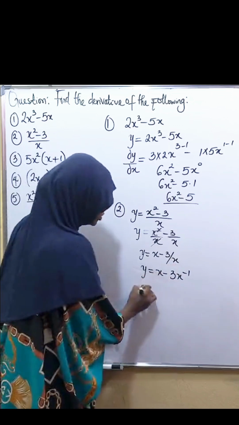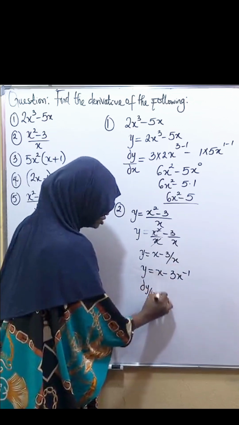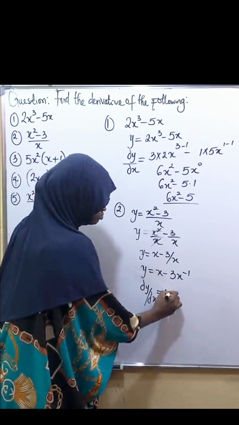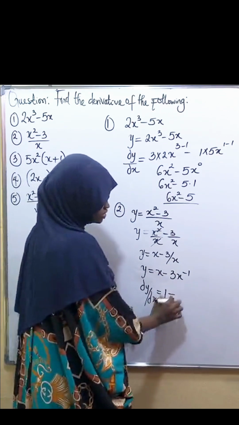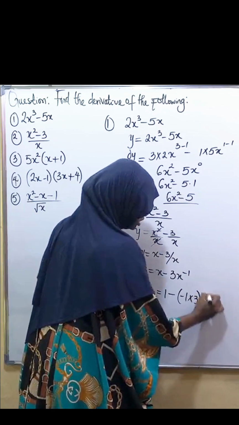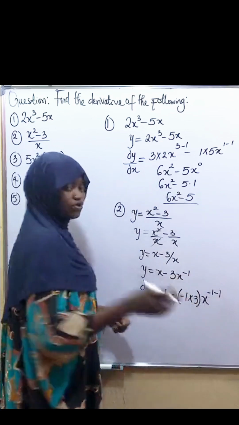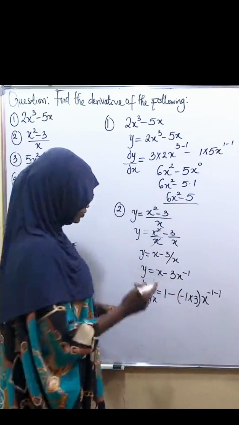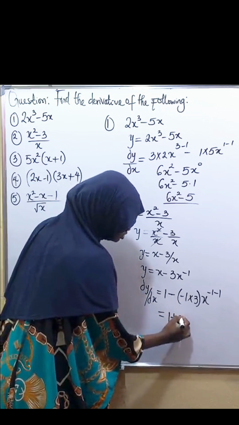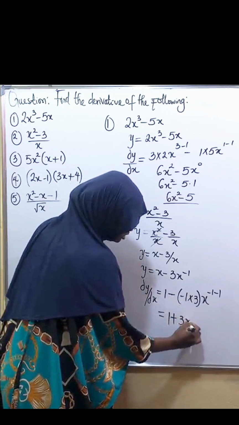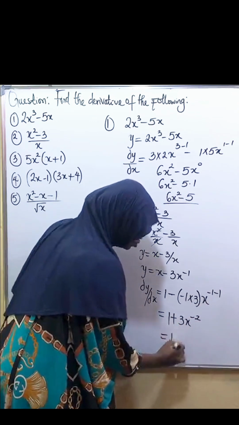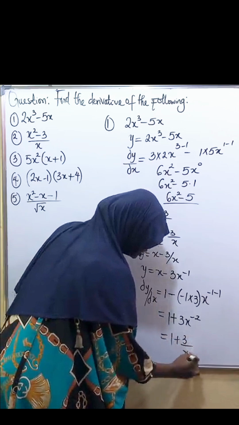From here now we can take the dy/dx. So the dy/dx is equal to, when we differentiate x, we have 1 minus, this is the minus here, then the power here, which is minus 1 times 3, then we have x to the power of minus 1 minus 1. Remember, you always subtract 1 from the power. So this is equal to 1, minus times minus here is plus, then we have 3, x to the power of minus 1 minus 1 is minus 2. So this is the same thing as saying 1 plus 3 over x squared.